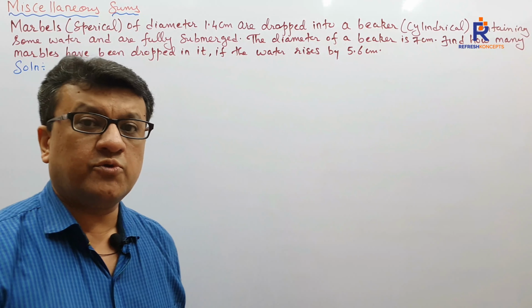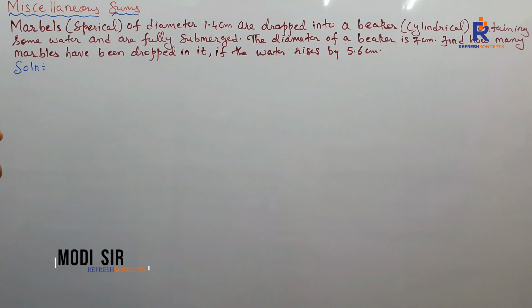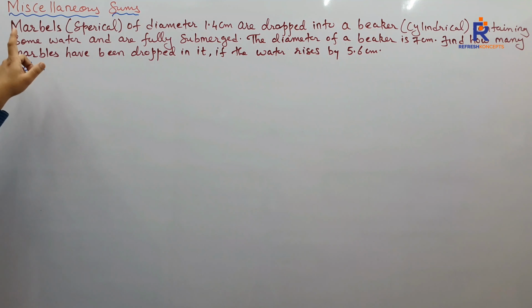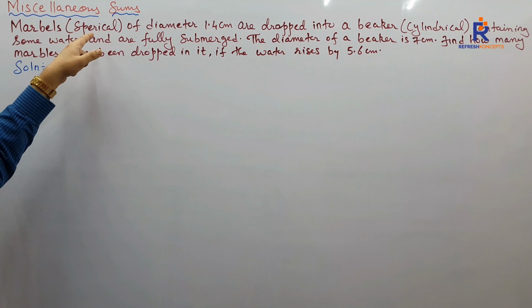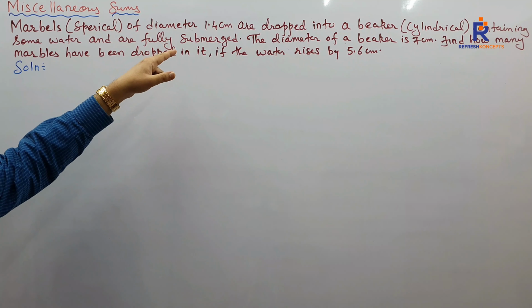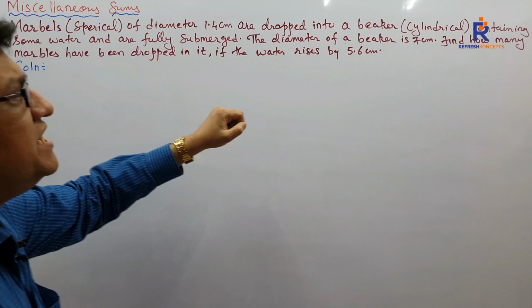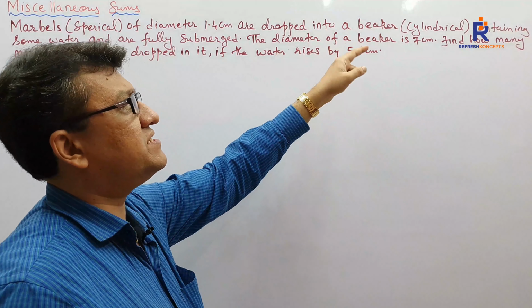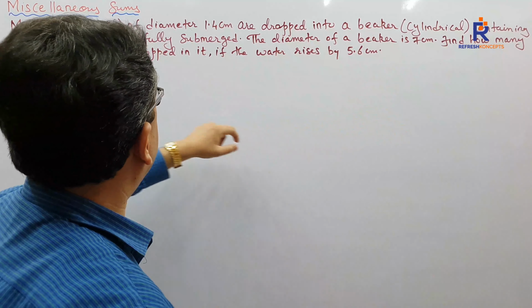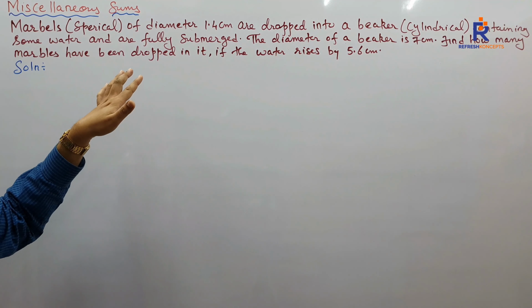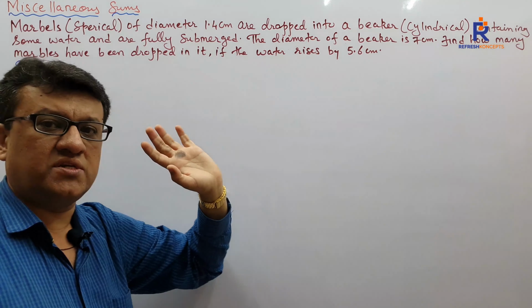Children, let's take one more interesting sum. Read the question and then I'll make you understand what we need to do. Marbles, which are spherical in shape, of diameter 1.4 centimeter, are dropped into a beaker. The beaker is cylindrical in shape, containing some water. So within the beaker, there lies some water.